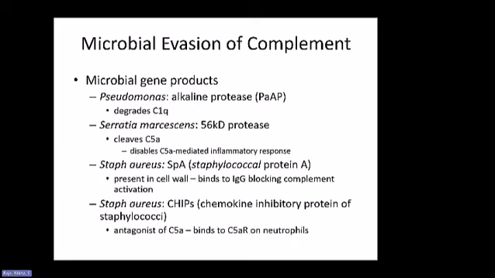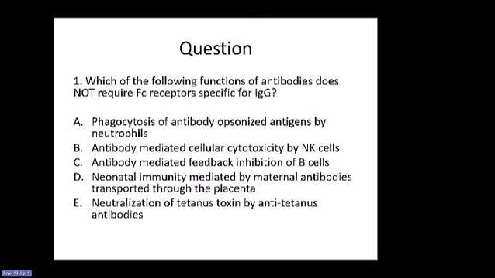Pseudomonas can degrade C1q using alkaline protease. Serratia can cleave C5a using its protease. Staph aureus has staph protein A, present in the cell wall, which can bind to IgG, blocking complement activation. Staph aureus also has CHIPS, or chemotaxis inhibitory protein of staphylococci. It's an antagonist of C5a. All right, so that's the end of it.